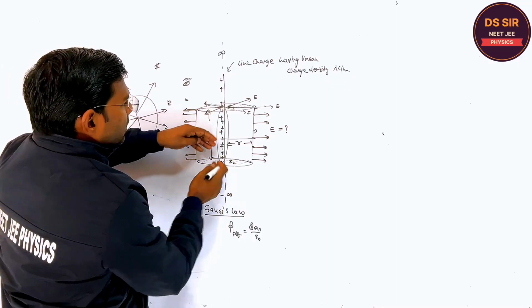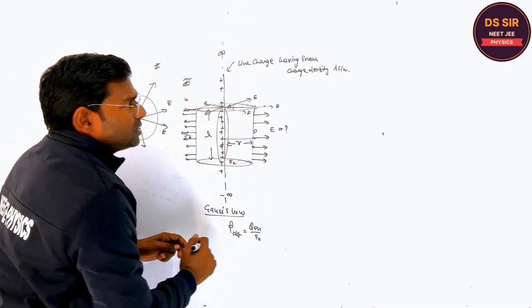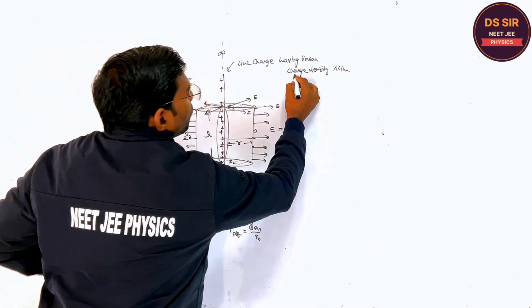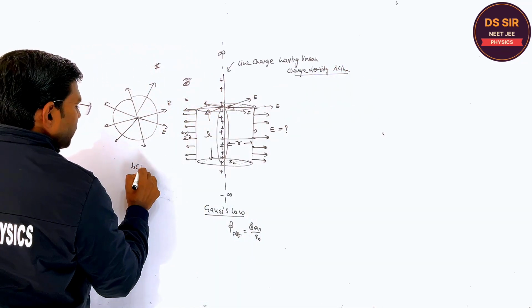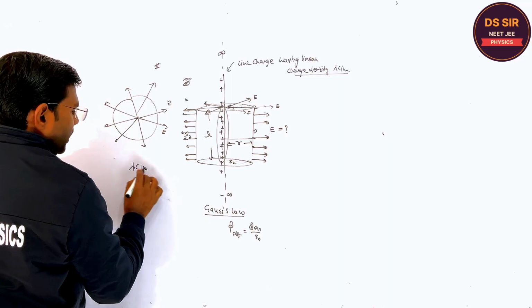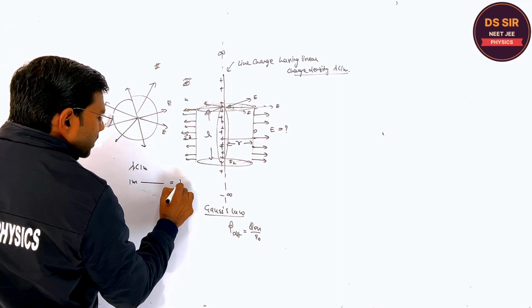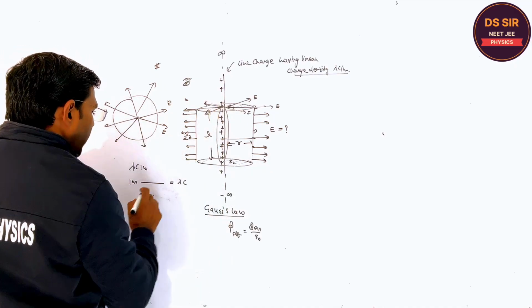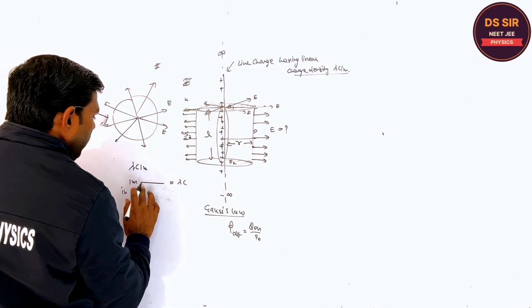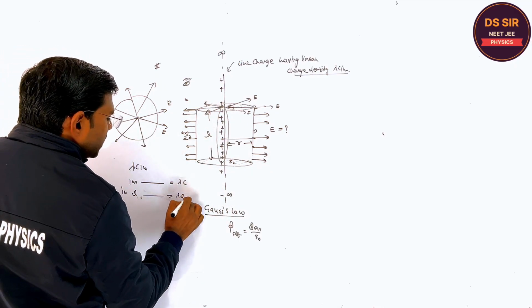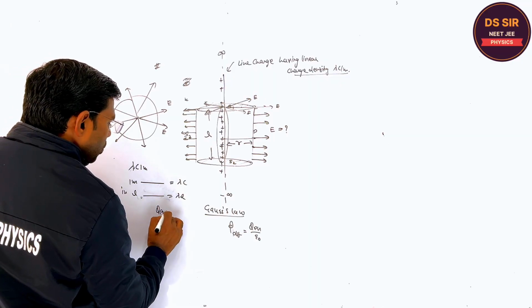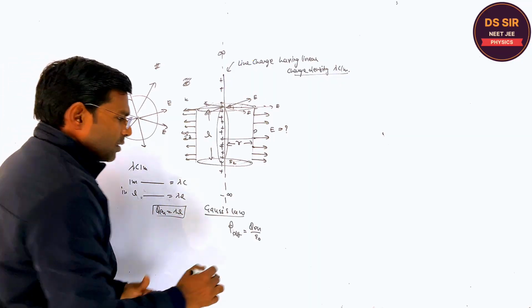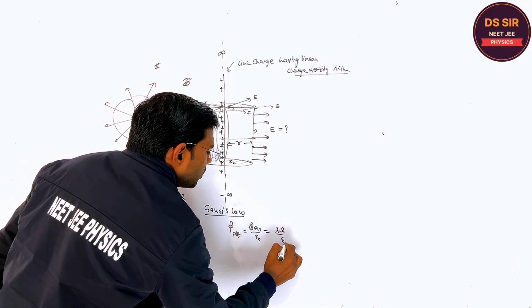This charge is outside, this charge is outside. So if the length of the cylinder is L, and lambda coulomb per meter, what does it mean? It means in 1 meter, lambda coulomb charge is present. So in L meter, what is the charge? Lambda into L. So the charge enclosed will be equal to lambda L. Is it clear or not? So this is lambda L upon epsilon naught.